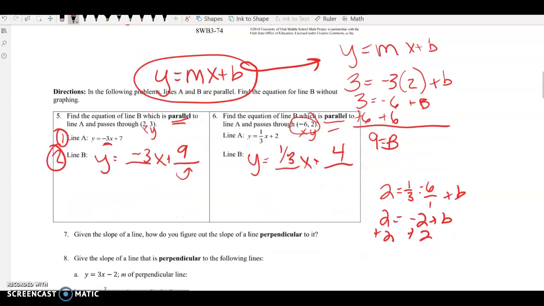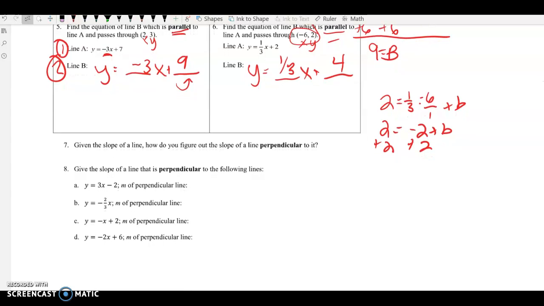Okay, it says, given the slope of a line, how do you figure out if the line is perpendicular to it? Well, to do that, we're going to learn that a perpendicular line has opposite signs and it's a reciprocal.